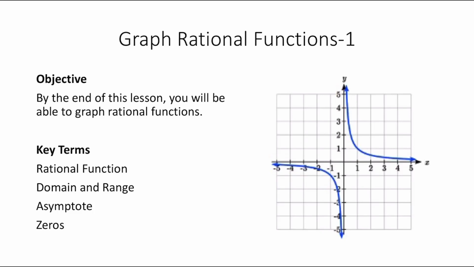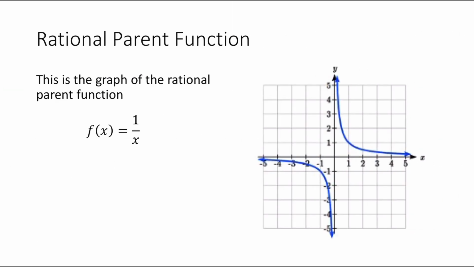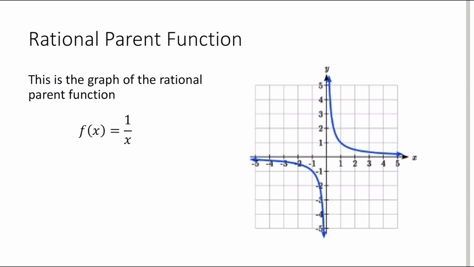So in this video, we're going to talk about how to graph rational functions. Rational functions are the ratio of two polynomials. The examples f of x and g of x are two rational functions. Here is the rational parent function. This is its graph. It's described by the equation f of x equals 1 over x.